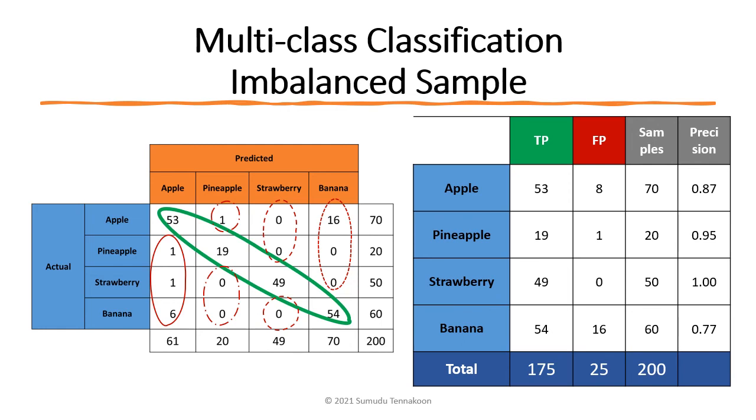Now let's look at the precision column. In the precision column, we get 0.87 for apple, which is 87% precision, and 0.95 for pineapple, and strawberry is a perfect classifier in this case, with 1.0 or 100%. Banana is the worst classifier in this case, at 0.77 or 77%. So that's your precision column.